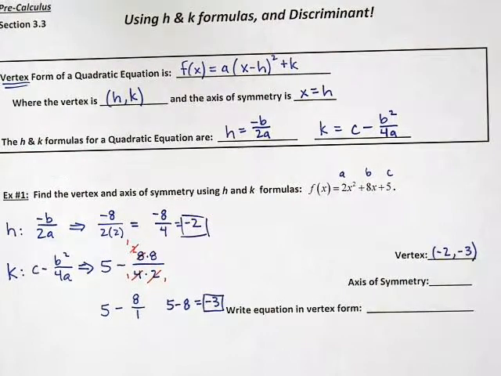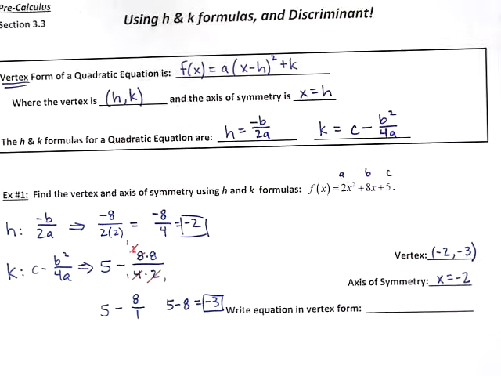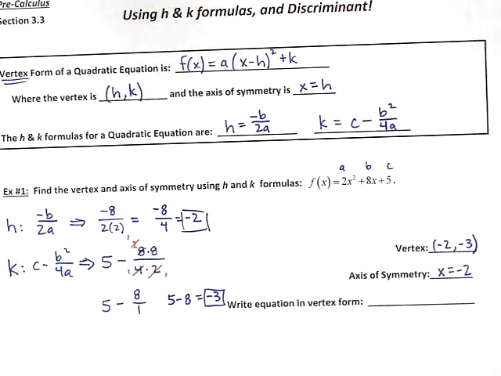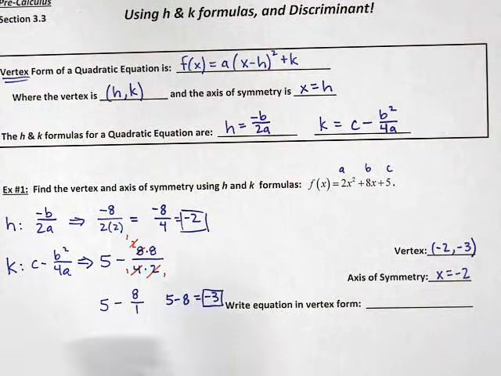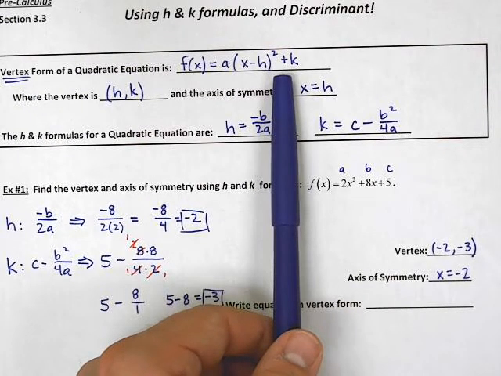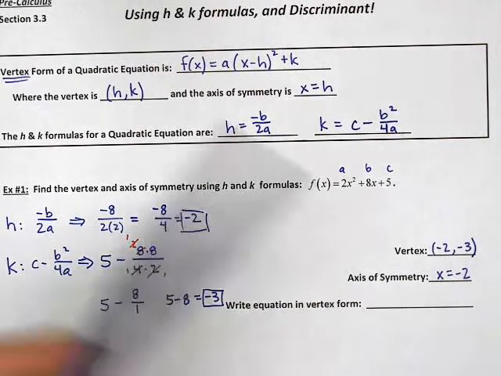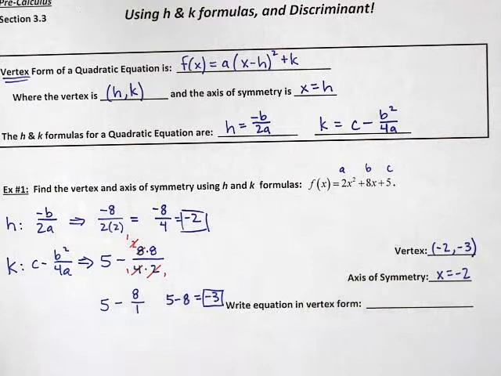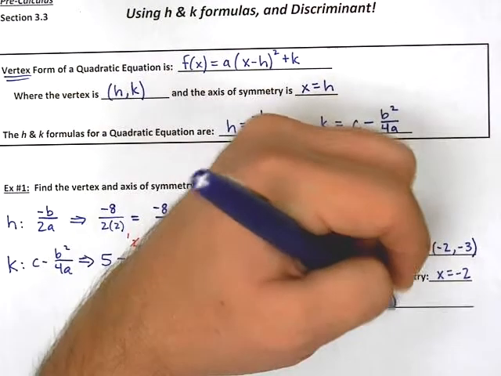And my axis of symmetry is still x equals h, so x equals negative 2. And now here is the part that I need you guys to make the connection on. I need us to write our equation back in our vertex form right here. So what you have to recognize and understand is that the a value stays the same from standard form to vertex form. So I know I'm going to start by writing f of x.